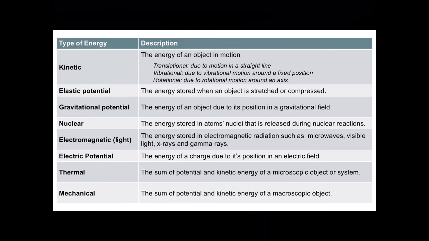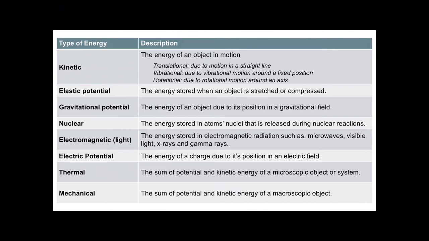There's also elastic potential, which is energy that's stored when an object is stretched or compressed. If you think about a rubber band that's been stretched, if you let go, it'll snap back into its original formation, so that energy is stored in the rubber band when it's stretched. Gravitational potential is the energy of an object due to its position in a gravitational field.